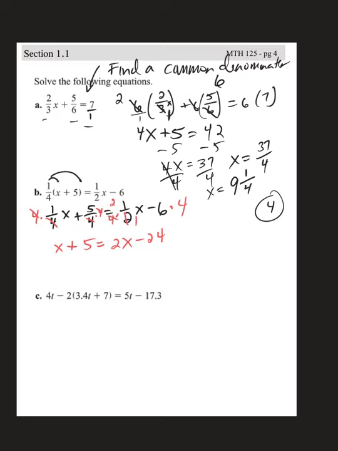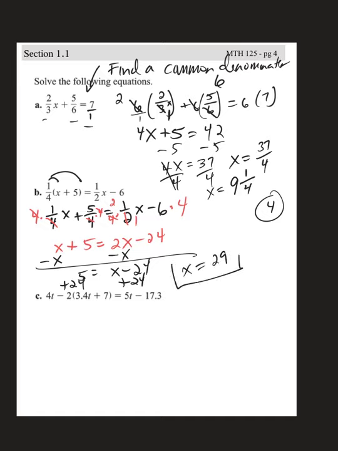And now I can go ahead and finish out my equation. I'm going to subtract x from both sides. This gives me 5 equals x minus 24. And then I'm going to add 24 to both sides, which is going to give me an x value of 29. Who'd have known that we would end up with something that was pretty and not a fraction for that one, but we did.